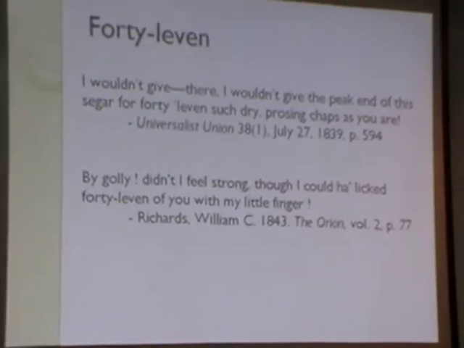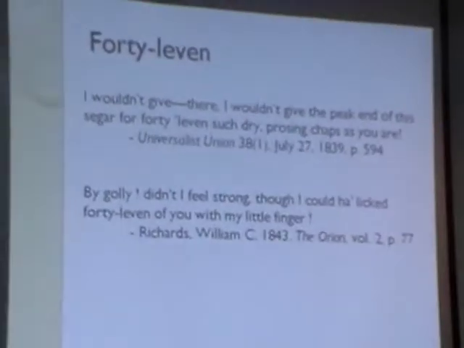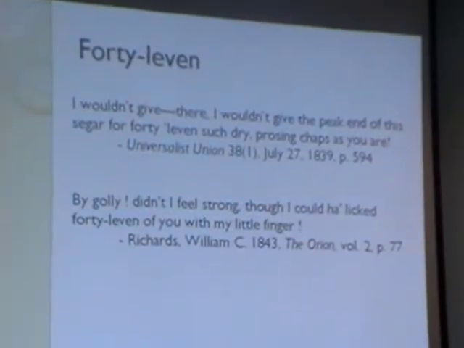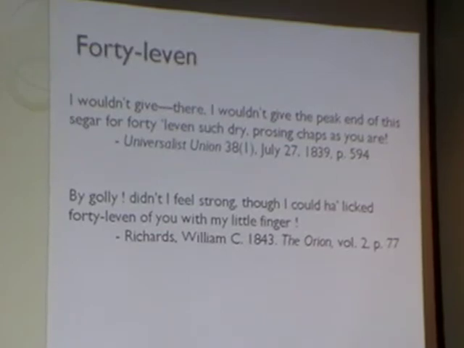So let's start with 4011. 4011 is sort of a weird one, because it's really so very early. And this is the earliest example I've been able to find, from the Universalist Union, the Universalist religious magazine newspaper. In both these examples, the one from the Universalist Union and the one from Richards, we see that there is an informality to these quotations, that there's a use of eye dialect, for instance, the use of the word "cigar" spelled phonetically. That is a phonetic representation of the word that's meant to be implied.